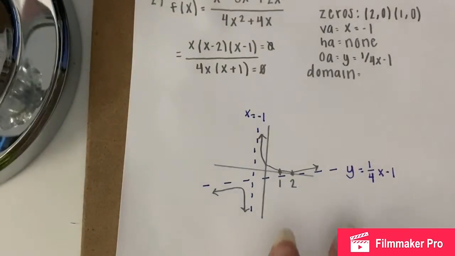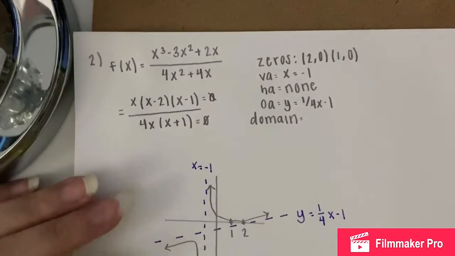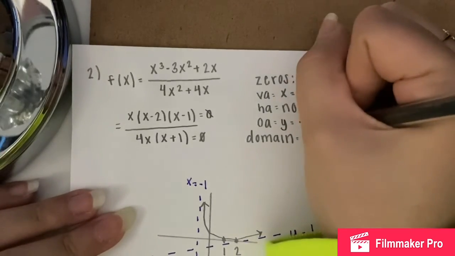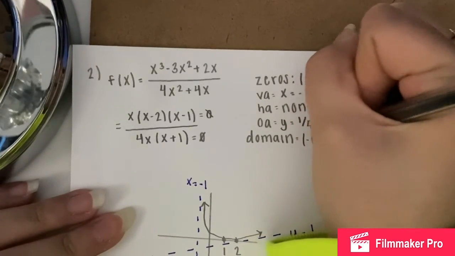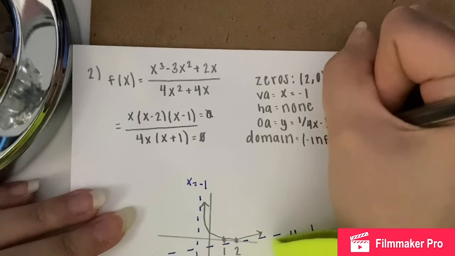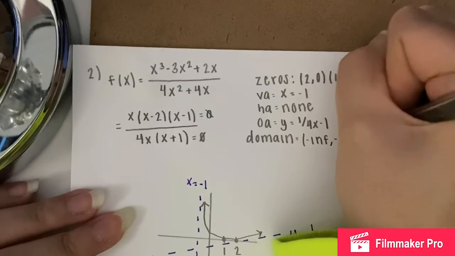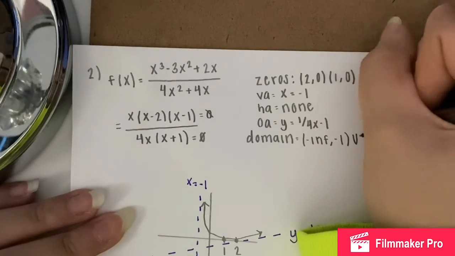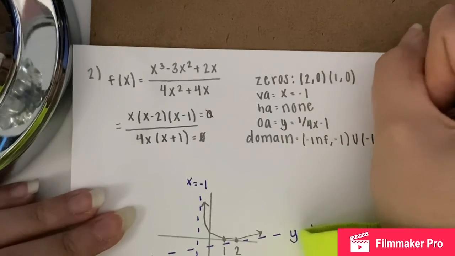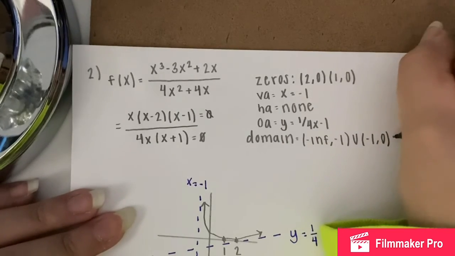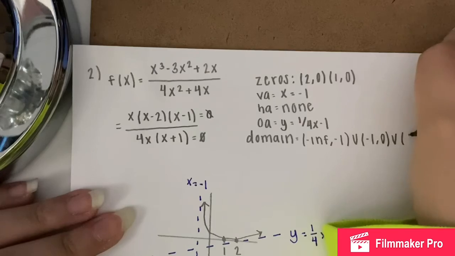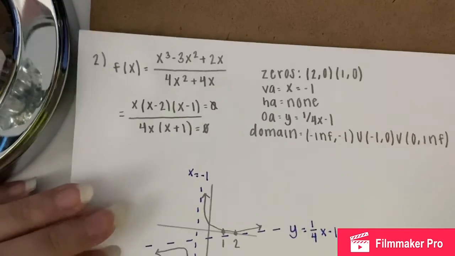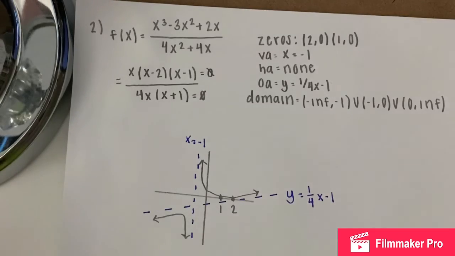Yep. So now to find the domain, you can see that the domain goes from negative infinity to negative 1, ends there. It picks back up again and goes from negative 1 to 0, ends there, picks back up again from 0 to infinity. And that is all.